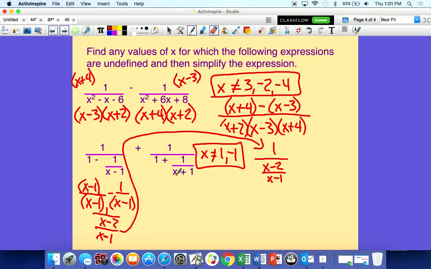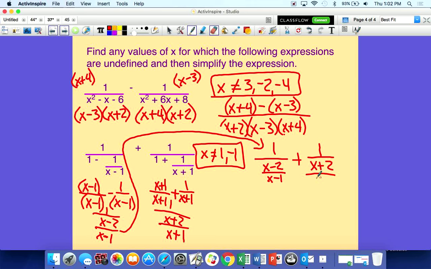Our other one, we do the exact same thing. Common denominators can be x plus 1. So the bottom becomes x plus 1 over x plus 1 plus 1 over x plus 1. Common denominators are x plus 1. Add the numerators, that'd be an x plus 2 with a 1 on the top of it. So we'd end up with 1 over x plus 2 over x plus 1.